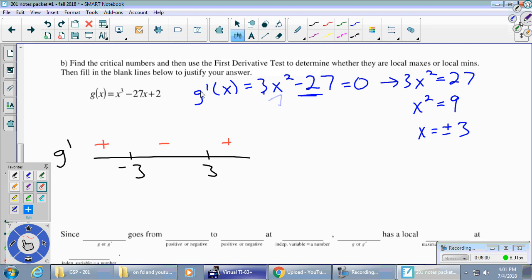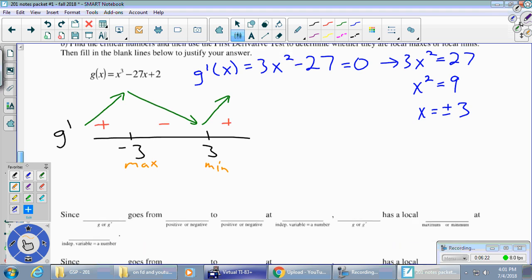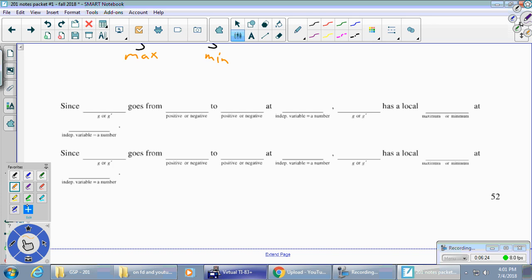And so that means that the original function f is increasing, and then decreasing, and then increasing, which tells me that f has a maximum right there, and a minimum right there, relative or local maxes and mins. Okay, so we'll fill in the blanks to justify.